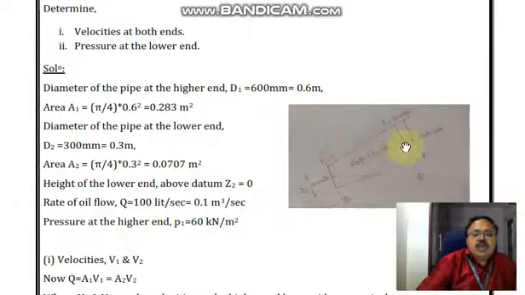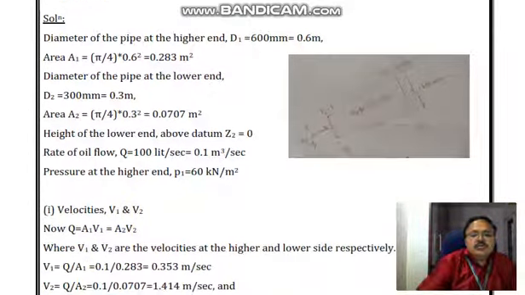So pressure at the higher end, P1 is given as 60 kilonewton per meter square. You are asked to find velocity at both the ends. That is at both these two ends you need to find out the velocity, and it is also asked to find the pressure at the lower end. So that is P2 to be found out. So P1 is given. Velocities V1 and V2 are the first question to be answered.